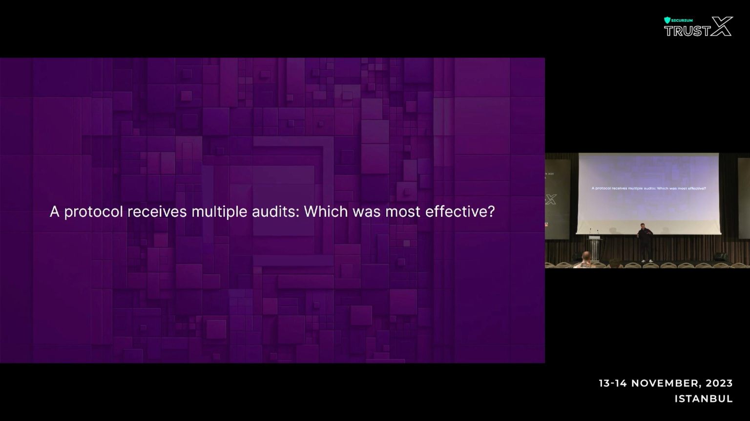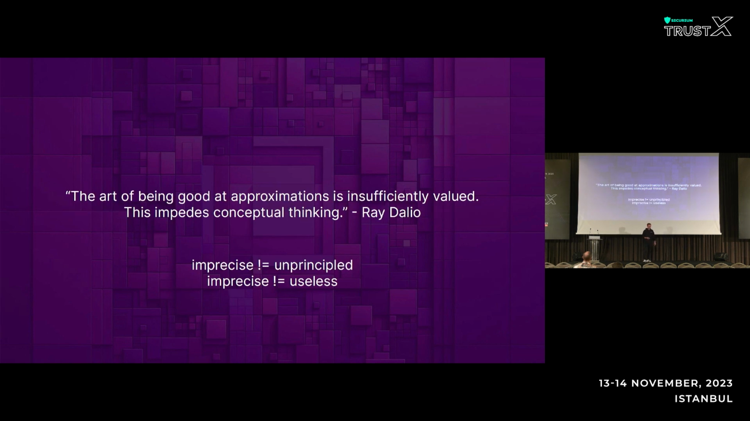So to frame this again, the question that we're trying to answer is: if a protocol receives multiple audits, which was the most effective? And this is not just on the same commit hash, this is across different commit hashes with different scopes, a situation we find more commonly, where you don't have an easy way to compare.